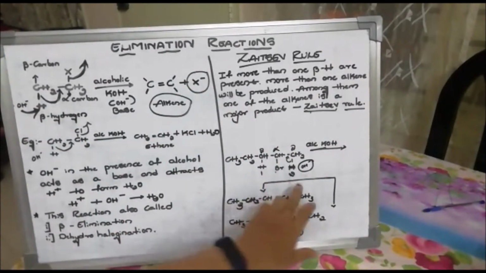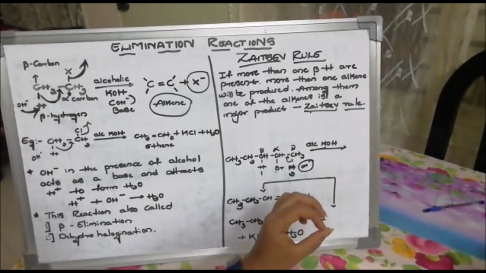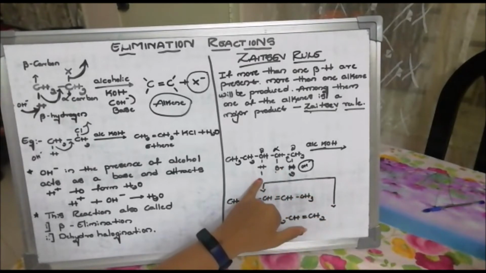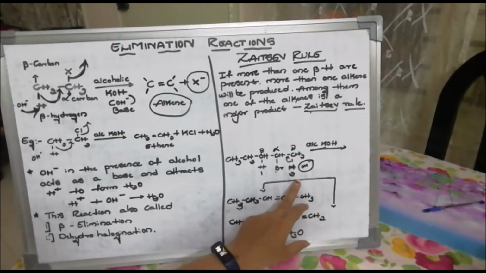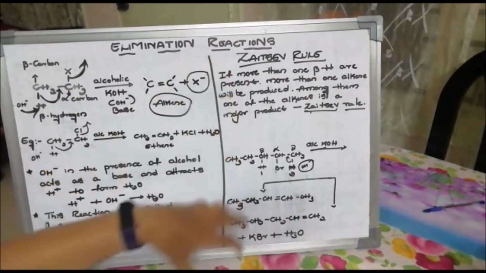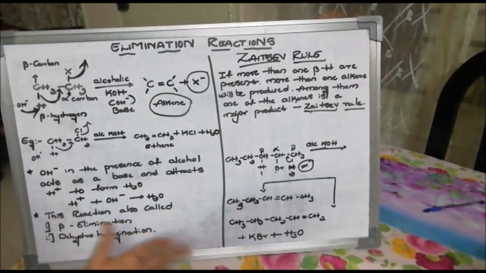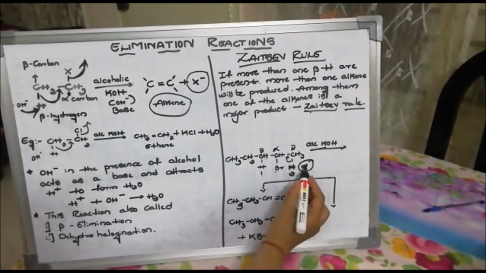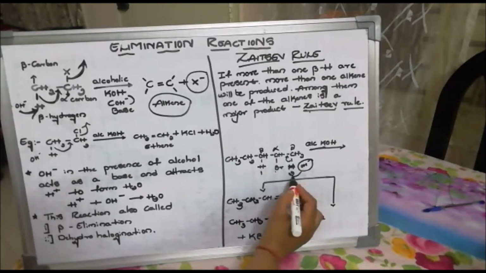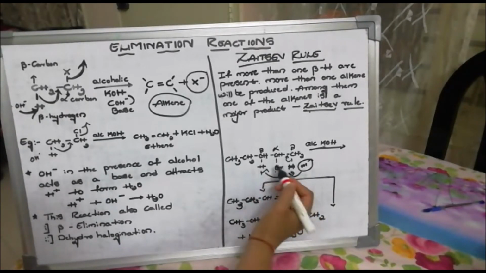Okay. So a few of the OH which is acting as a base can attack your first beta hydrogen, and a few of the OH can attack your second beta hydrogen. That is why if more than one beta hydrogen is present, there will be more than one alkene formed. Okay. So now here if your OH approaches this hydrogen, then what happens?